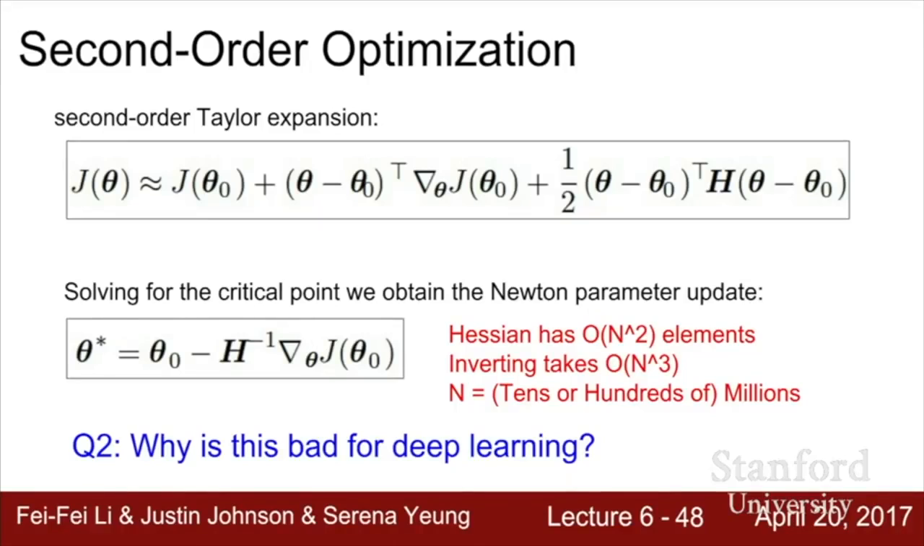But unfortunately, this is maybe a little bit impractical for deep learning. This Hessian matrix is n by n, where n is the number of parameters in your network. So if n is like 100 million, then 100 million squared is way too big. You definitely can't store that in memory, and you definitely can't invert it.